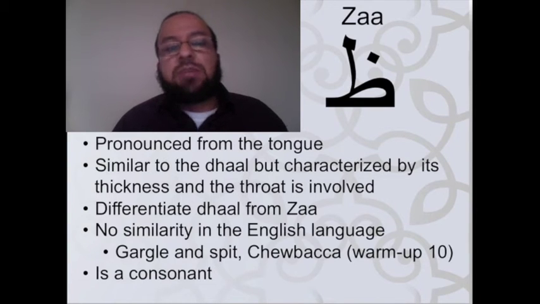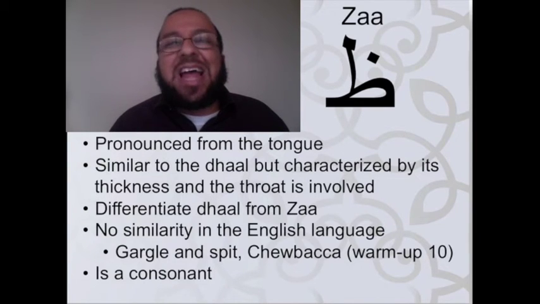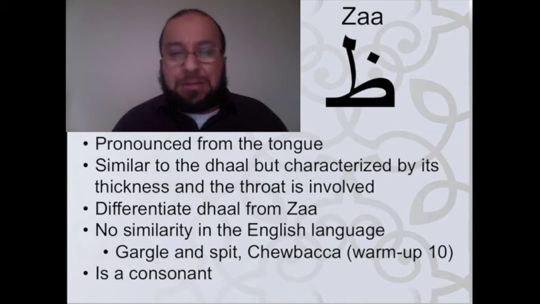Another way to differentiate between the sound of the letter dal and the letter vo is like this. I will pronounce first the letter dal and then the letter vo again and again so that you can start to hear the difference. It's like this. Dal, vo, dal, vo, dal, vo, dal, vo.